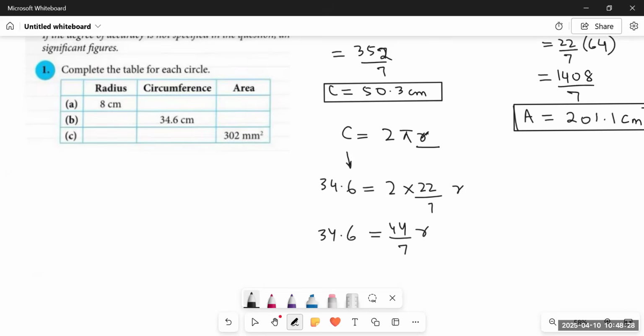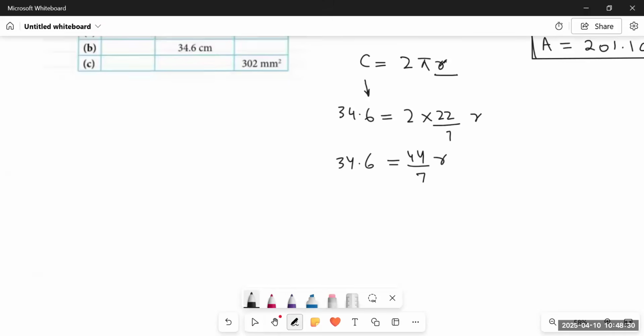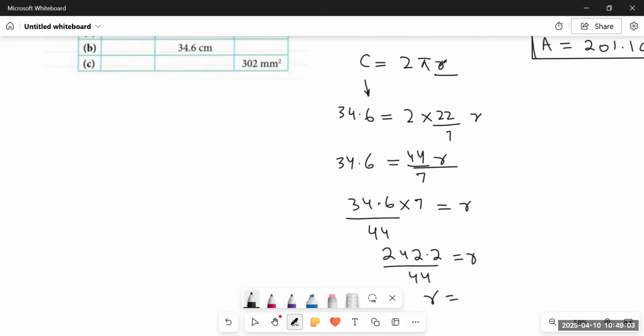Now, since we are multiplying 44 with R, we will divide it to the other side. So it becomes 34.6 upon 44. And since we are dividing 7 with R, it's denominator, so we will multiply it with 7 on the other side. So the answer would be 34.6 multiplied by 7 divided by 44. When we will multiply it, the answer would be 242.2. And when we will divide it with 44, the final answer would be 5.5. And so the radius is 5.5 centimeters.